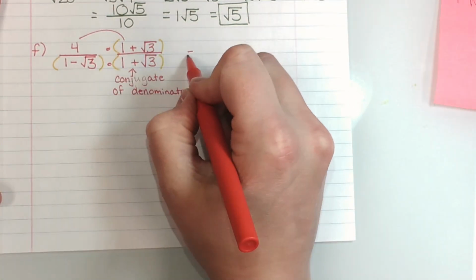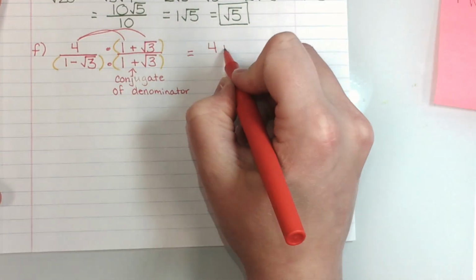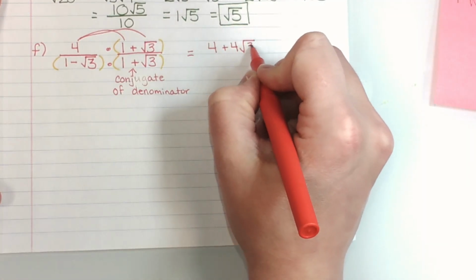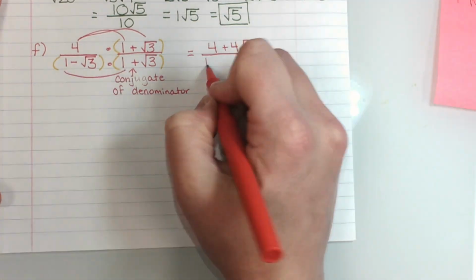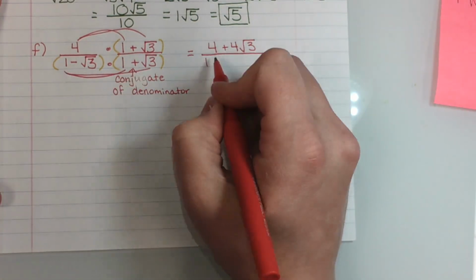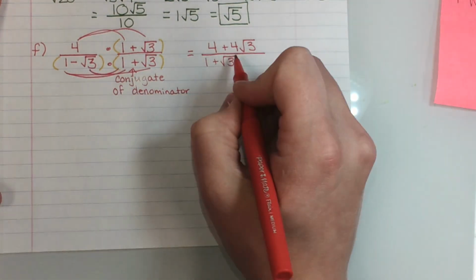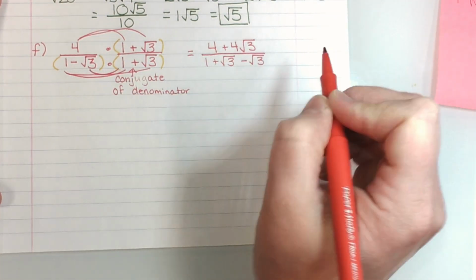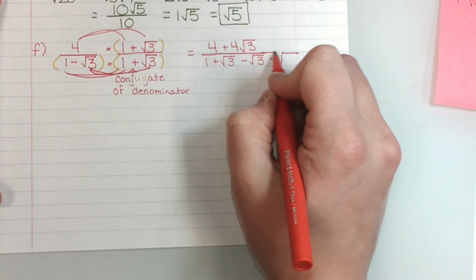Four times 1 is easy. 4 times square root of 3 is just as easy. One times 1 is 1. 1 times the positive square root of 3 is square root of 3. Negative square root of 3 times 1 is negative square root of 3. And negative square root of 3 times positive square root of 3 is negative square root of 9.